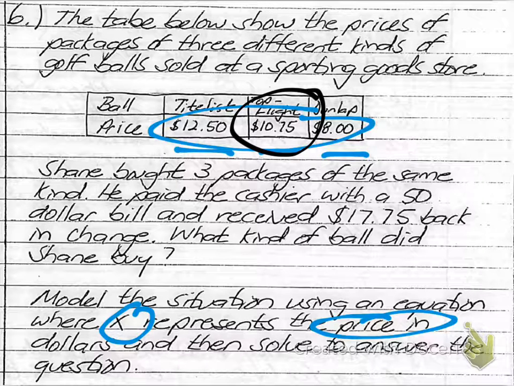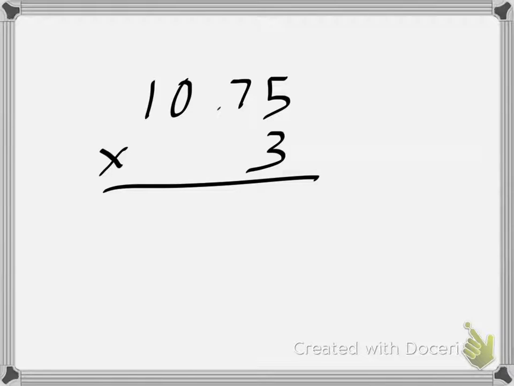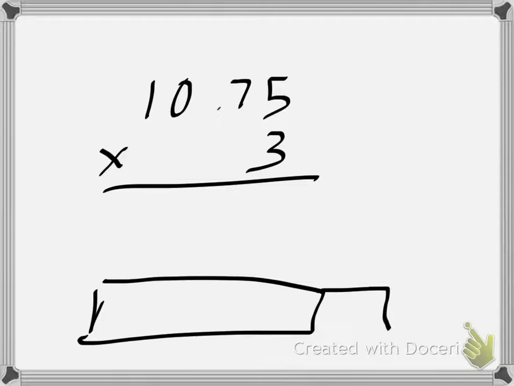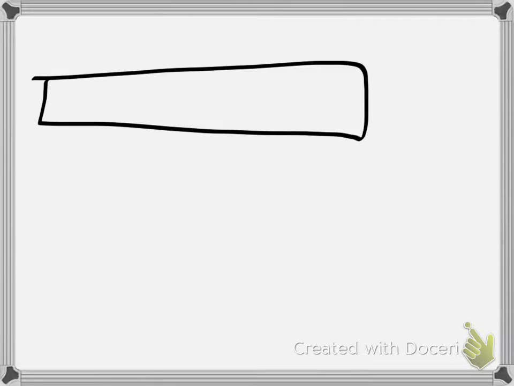Now there are other ways that students can work this problem. One thing they can do is take each different box price, multiply it by 3 and see what it adds up to, and they know whatever it adds up to plus the $17.75 has to equal the $50. So they can always do it that way. They can do that for each of the ones and see which works.